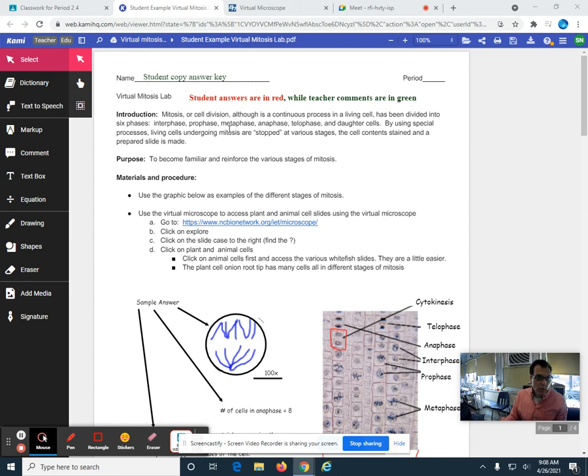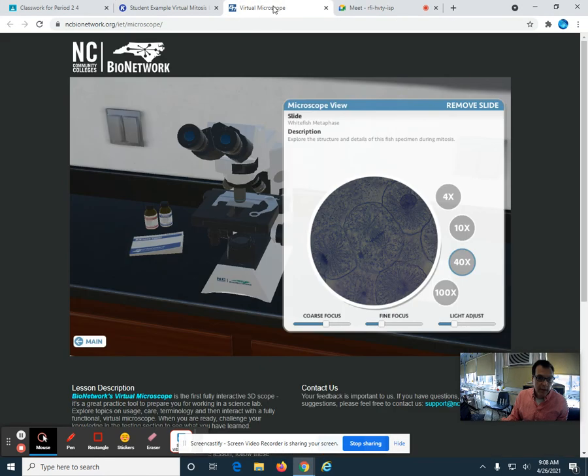Okay, everyone, we're going to go over the virtual Mitosis Lab. So in this lab, you were supposed to click on this link, and when you did that, it brought you to the virtual microscope. You clicked on Explore, you clicked on the slide case, you opened the slides, plant and animal cell slides, and you then selected various plant or animal cell slides, and you viewed them.